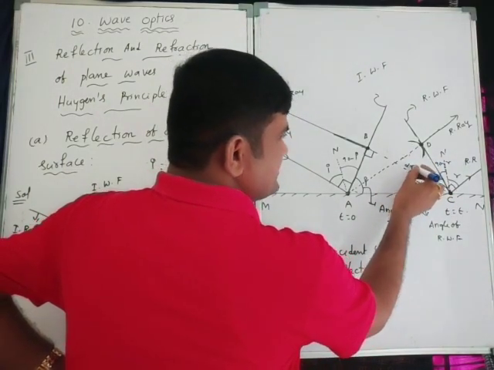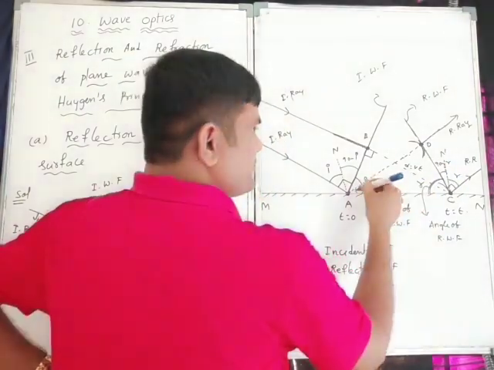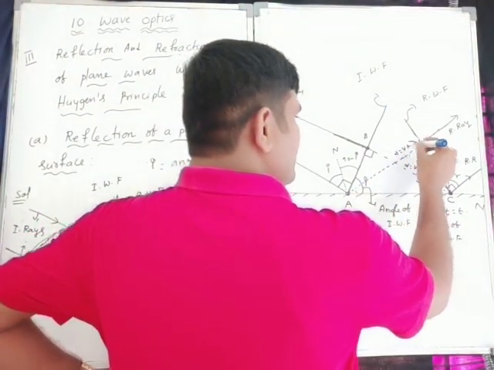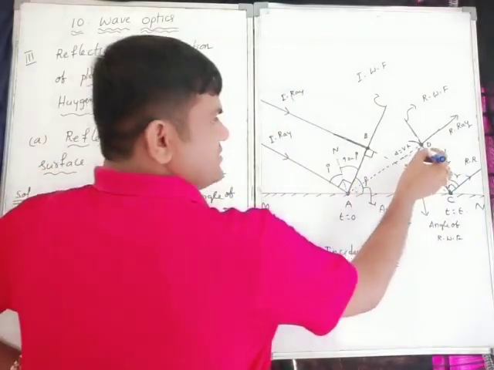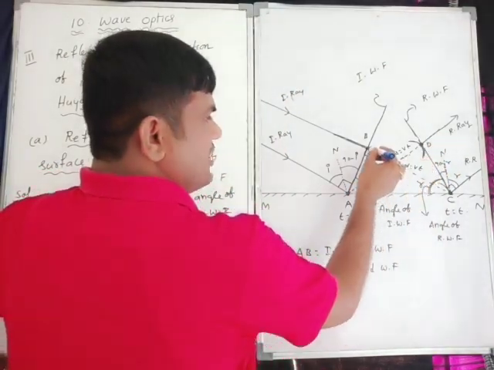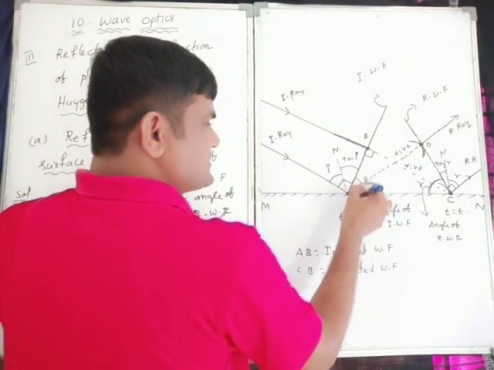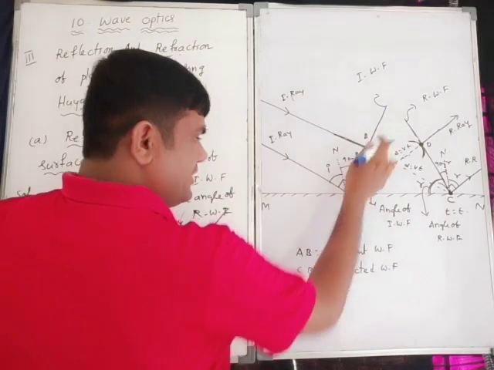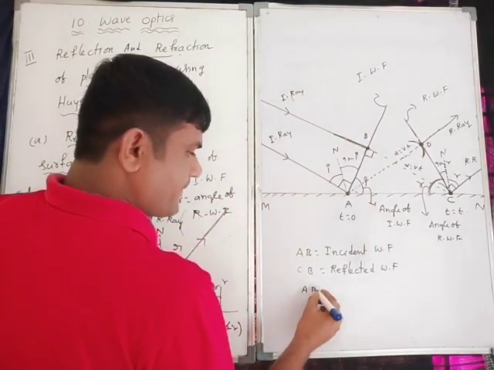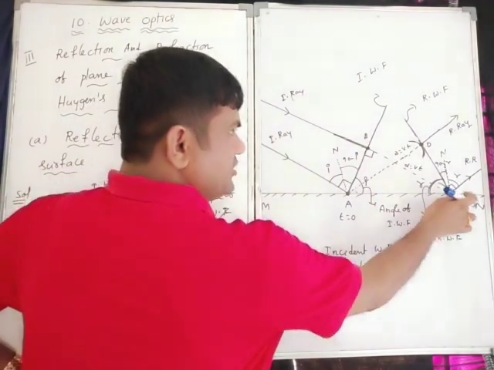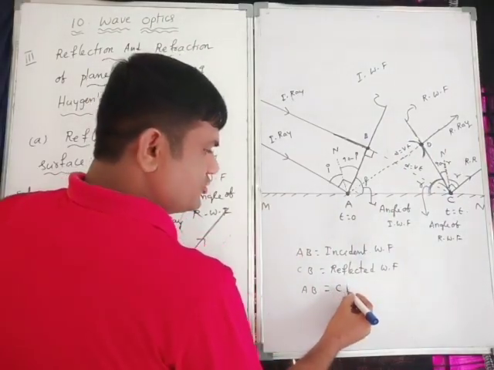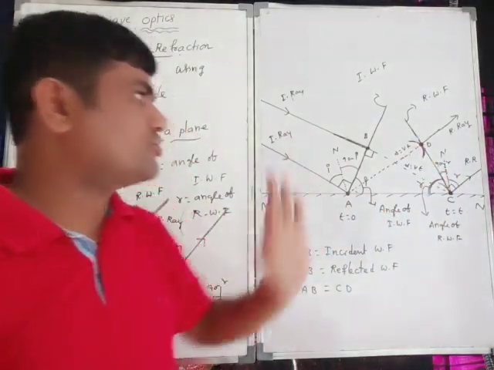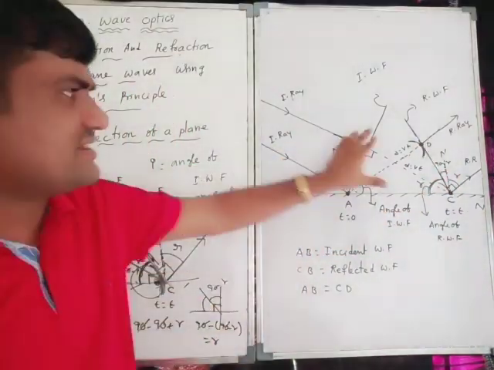So distance d is equal to v into t, from here to here, t also. Distance d is v into t. And so from here to here, the distance AB is equal to CD. The distance of AB is equal to CD. This is the incident wavefront, this is the reflected wavefront.